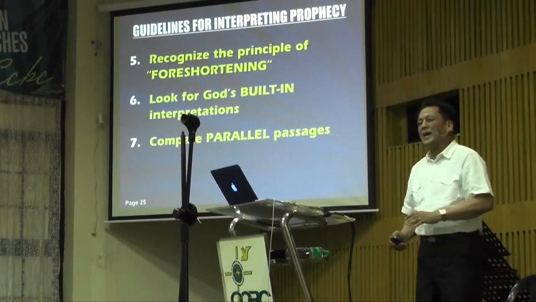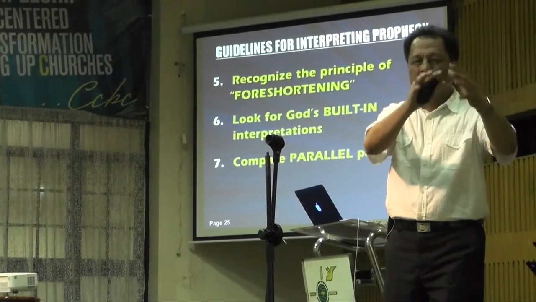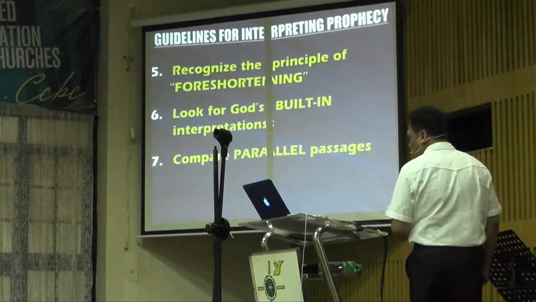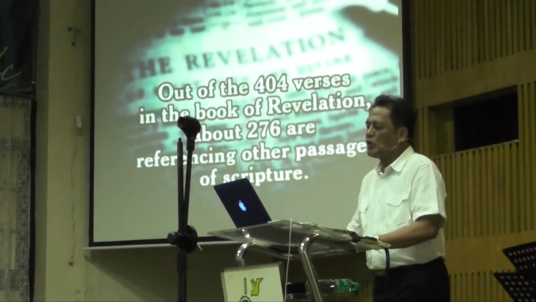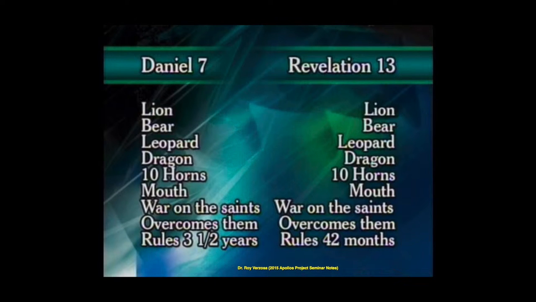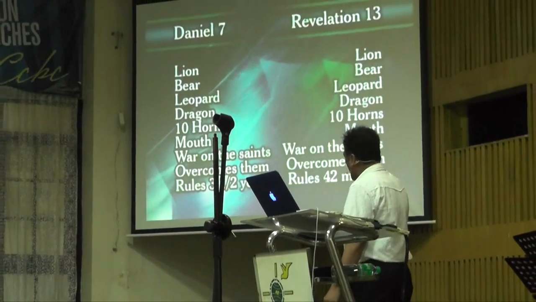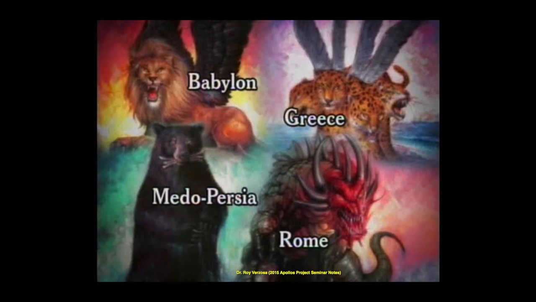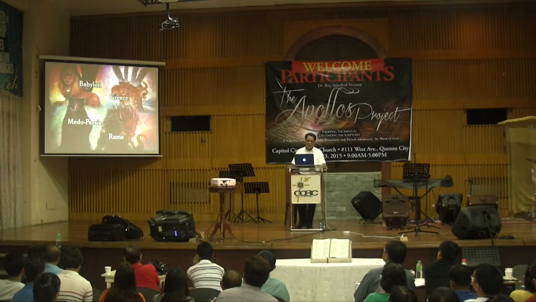And then, compare parallel passages. When you study prophecy, you know, the book of Revelation is an upgrade of the book of Daniel. The book of Daniel is explained in detail in the book of Revelation. And so, Zechariah and the other prophetic books, like out of the 404 verses in the book of Revelation, 206 are referencing other passages of Scripture, particularly the Old Testament. And we have here a one-to-one correspondence, for example, of Daniel 7 and Revelation 13. Look at that. It talks about the lion, bear, leopard, dragon, 10 horns, mouth, war on the saints, overcomes them, 3.5 years and 42 months, which is 3.5 years. And so there, Daniel talks about these beasts, also described in the book of Revelation, representing these kingdoms: Babylon, Medo-Persia, Greece, and then Rome.